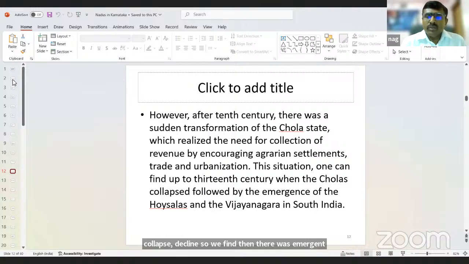We find this is the history of the Cholas, where various changes are taking place in the Chola empire. So it is not a single, static kind of empire, but there were many changes happening in the Cholas.